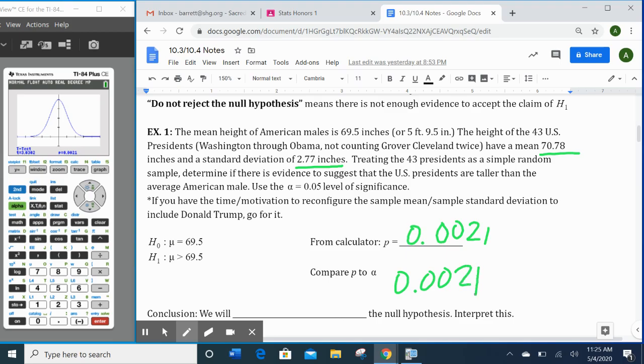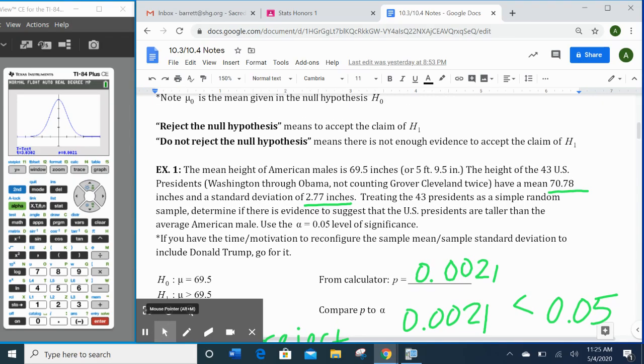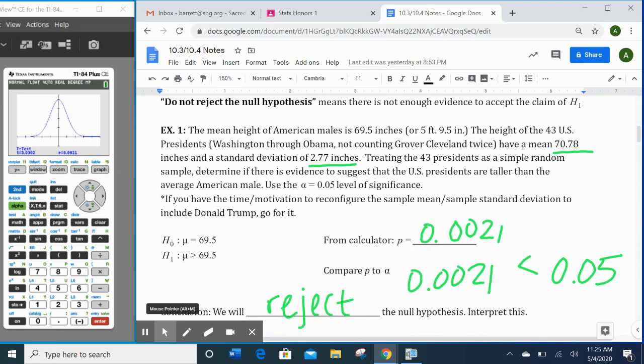So I am comparing 0.0021 to alpha, which is 0.05, and it is less. So since it is less, we will reject the null hypothesis. So if we reject the null hypothesis, then we accept the claim of the alternative, which I would say is there is enough evidence to conclude that the U.S. presidents are on average taller than the average American male.